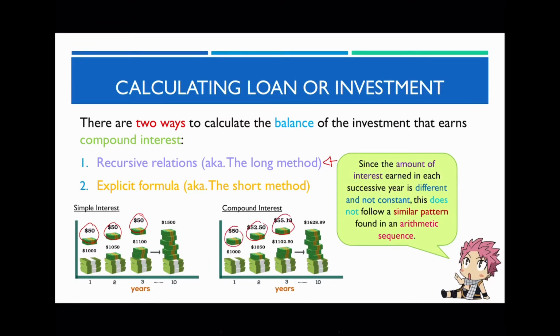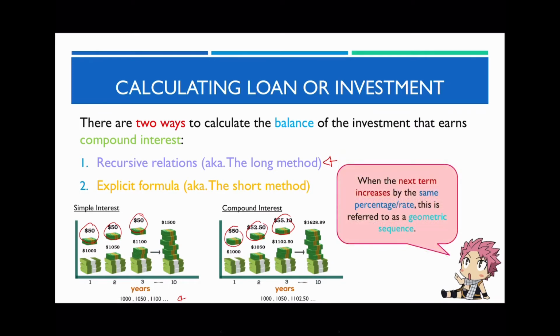Now, if you look on the right-hand side, since the amount of interest earned in each successive year for compound interest is different, or not constant, this means that it doesn't follow the pattern which you would generally see in an arithmetic sequence, okay? So if I was just to write the terms, or the final amount of each year, this is what it'll look like. We know that simple interest follows an arithmetic sequence pattern because it has the same common difference. In this example, the common difference is 50 because you're always going to be earning 50. So I can guess what the other values are in the sequence. Whereas for compound interest, this doesn't follow the same trend. There is no static common difference at all.